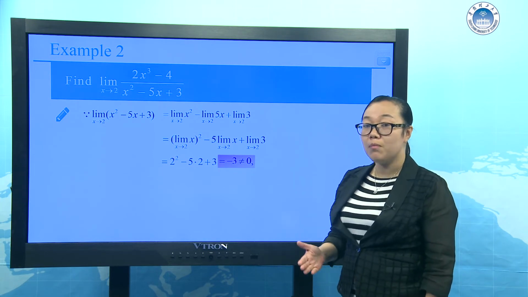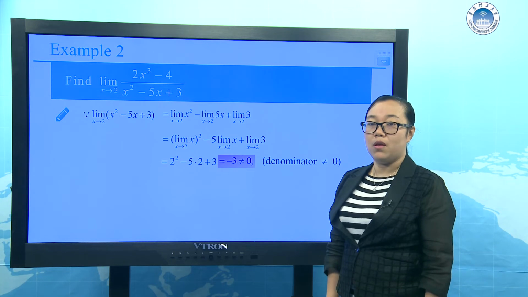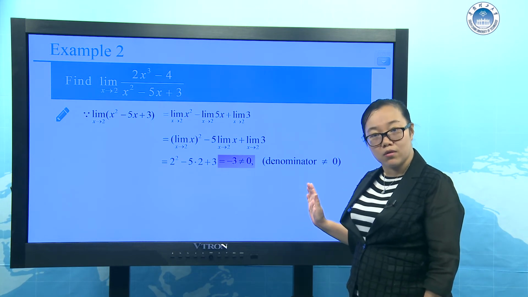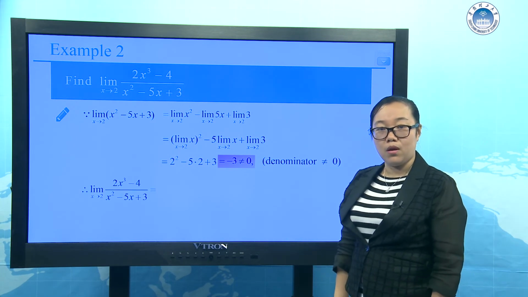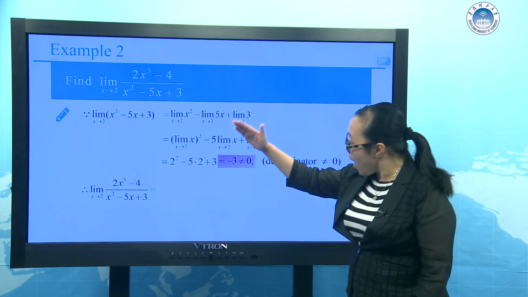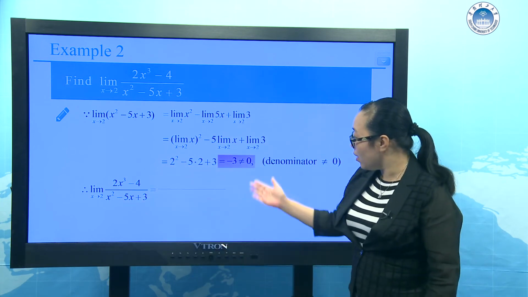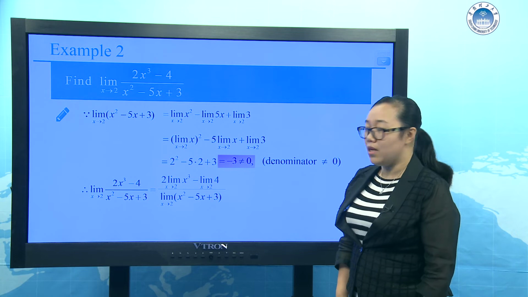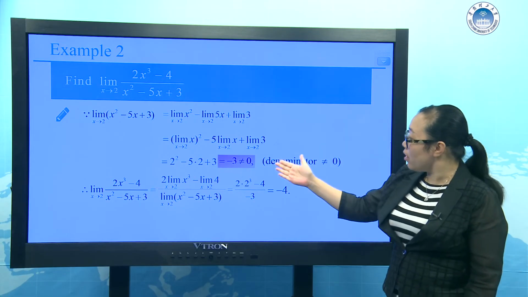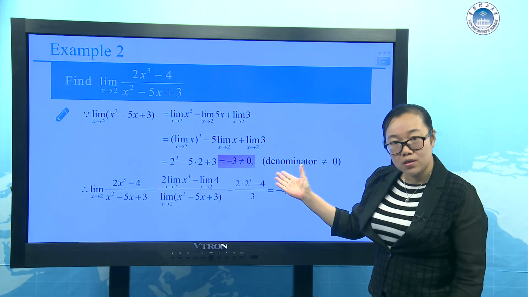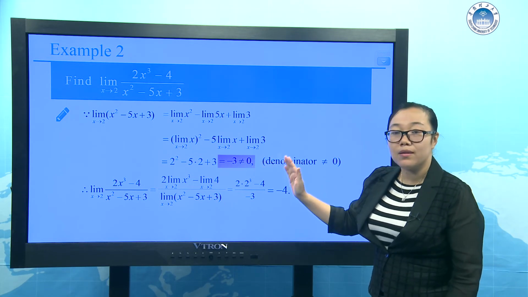This means the limit of g doesn't equal 0, meaning the denominator doesn't equal 0. So this expression has mathematical meaning. We can get the limit of f over g equals the limit of f over the limit of g, together equals this expression. The final value equals minus 4. Try to remember the first step: we check whether the limit of g equals 0 or not. In this example, it equals minus 3, which doesn't equal 0.